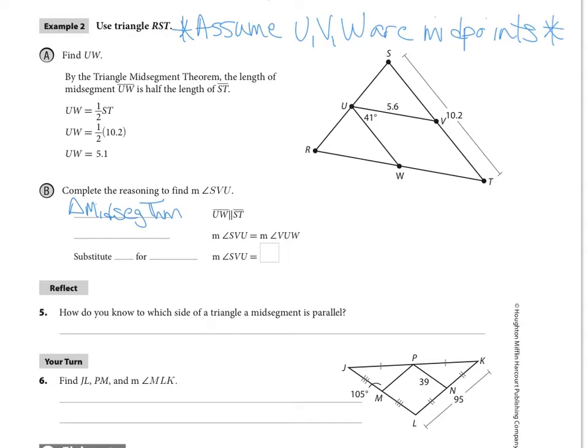As soon as we know that those two segments, UW and ST, are parallel, then we can assume that the measure of angle SVU, which is what we're being asked to figure out, let's put a little question mark in that spot right there, is going to be equal to the measure of angle VUW. Why is that? Because those are alternate interior angles. And if you want to know what we're working with as a transversal, it's going to be UV.